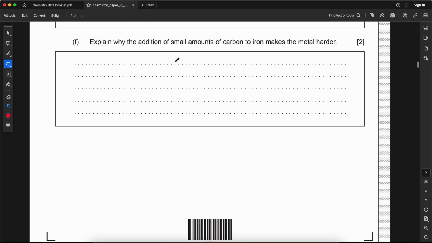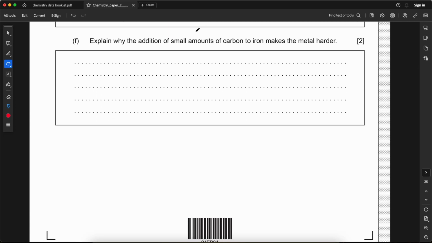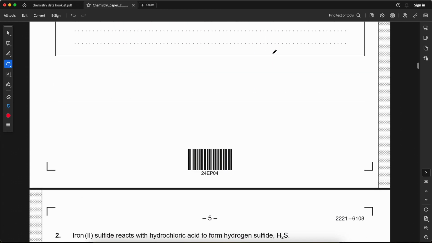Explain why the addition of a small amount of carbon to iron makes the metal harder, because it disrupts the regular arrangement of iron atoms. It prevents layers of atoms from sliding over one another. Okay, let me explain.